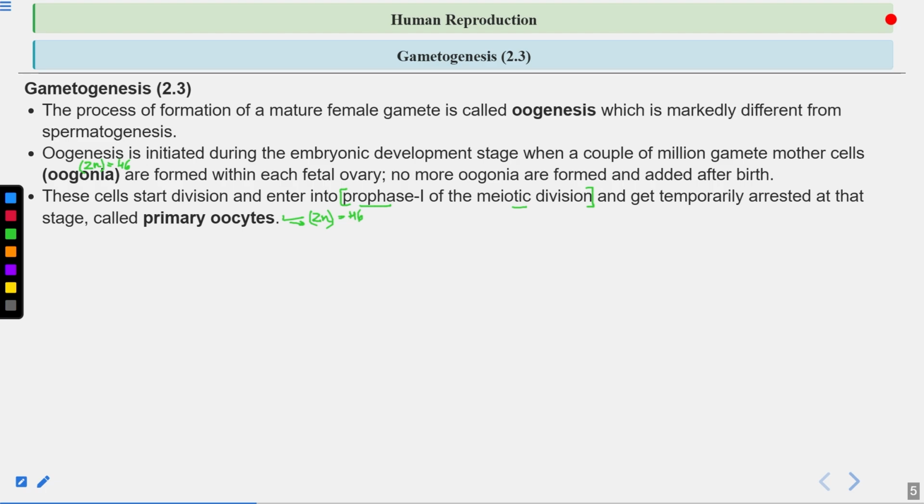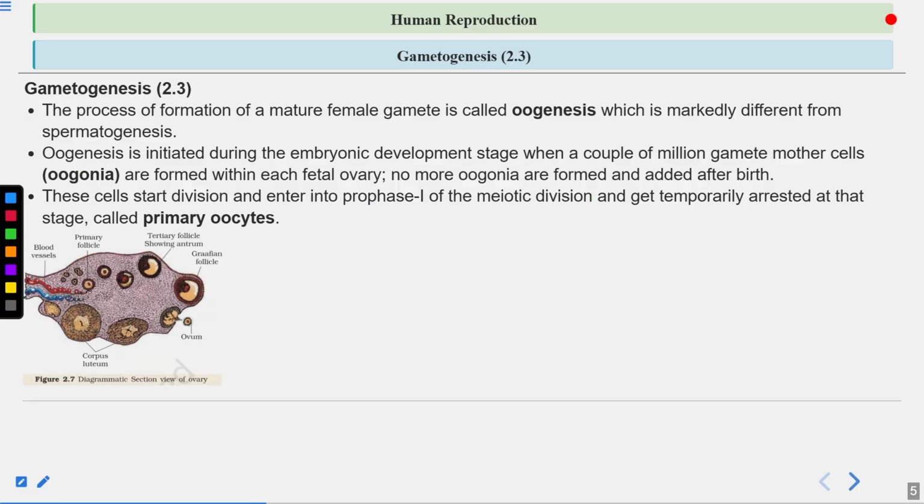Okay. So meiosis completes in two phases, meiosis 1 and meiosis 2. Meiosis 1 has what stages? Meiosis 1 has prophase 1, metaphase 1, anaphase 1, and telophase 1. Similarly, meiosis 2 will have prophase 2, metaphase 2, anaphase 2, and telophase 2. Alright. So these primary oocytes are arrested in the prophase 1 of meiosis 1.